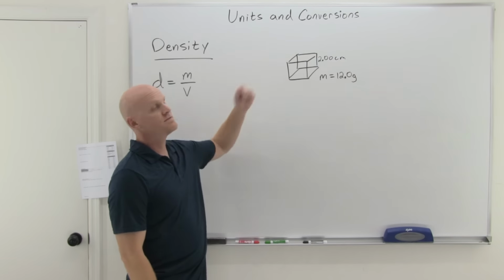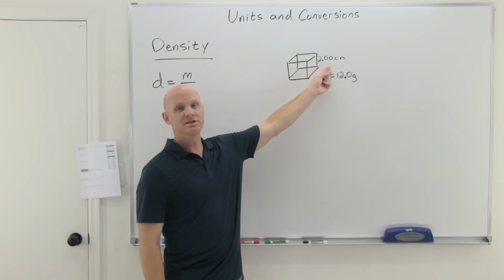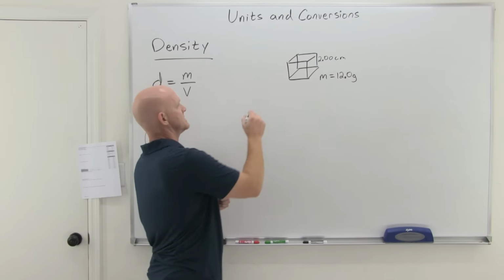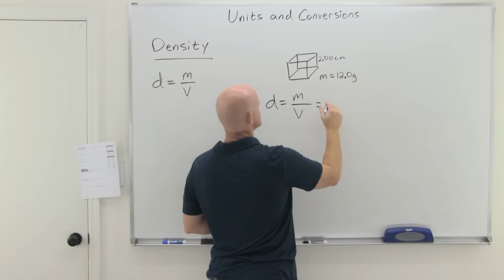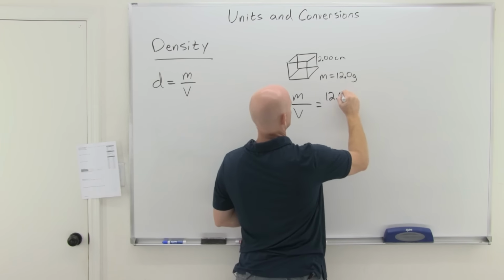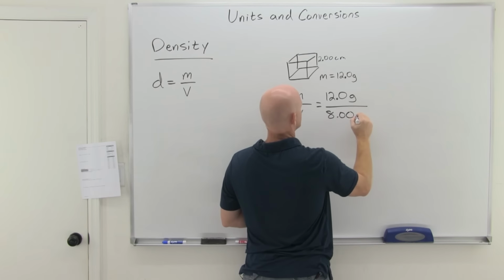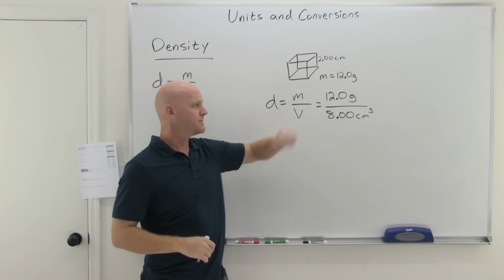Well, you got to know that the volume of a cube is side times side times side, which in this case would be 2 times 2 times 2, which is 8 cubic centimeters. And so density equals mass over volume, which in this case, we're given the mass 12.0 grams over 8.00 cubic centimeters, 2 by 2 by 2.